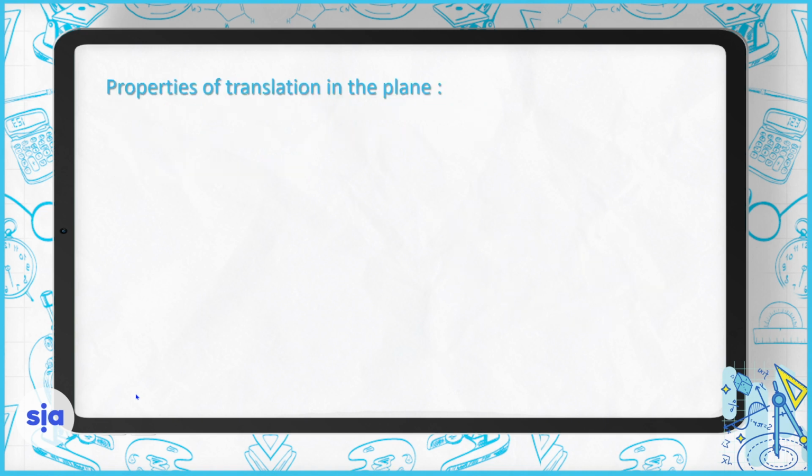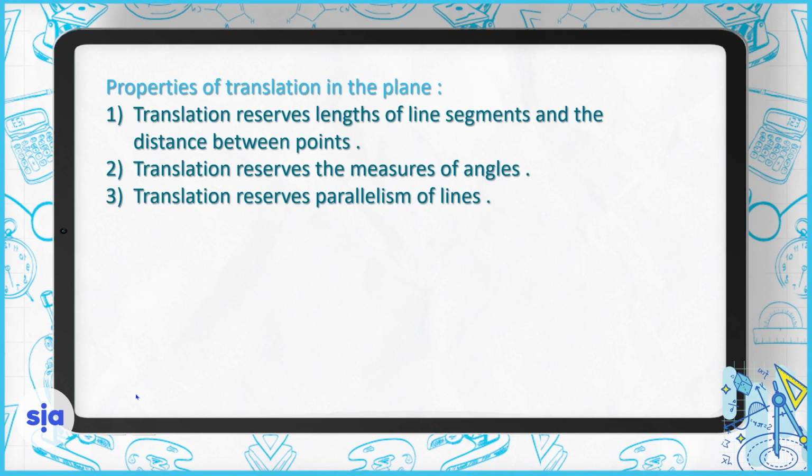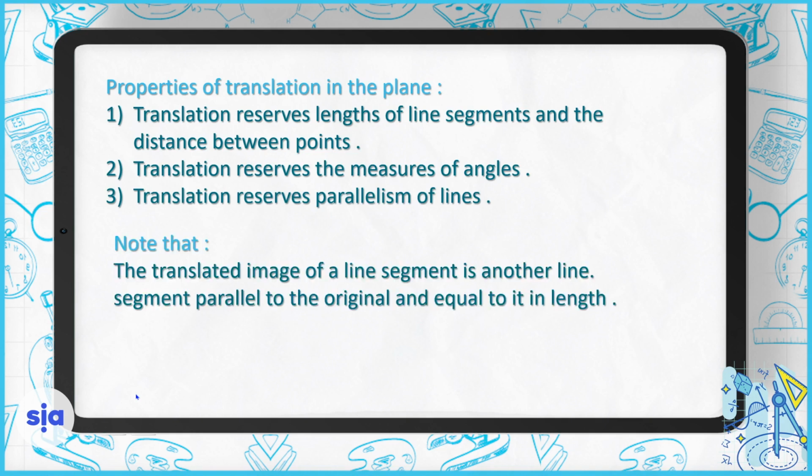Let's now go and see the properties of the translation in the plane. The translation preserves the length of the line segment and the distance between points. The translation preserves the measures of the angles. The translation preserves the parallelism of lines. Note that the translated image of a line segment is another line segment parallel to the original and equal to it in length.